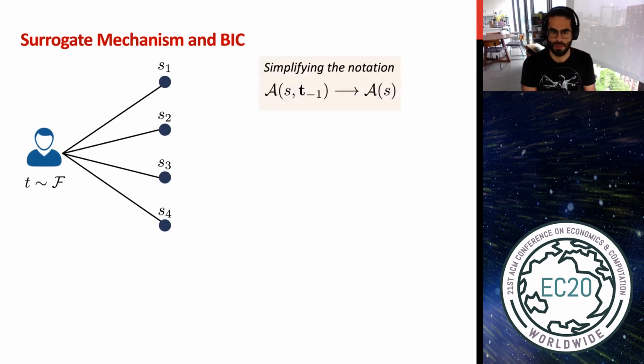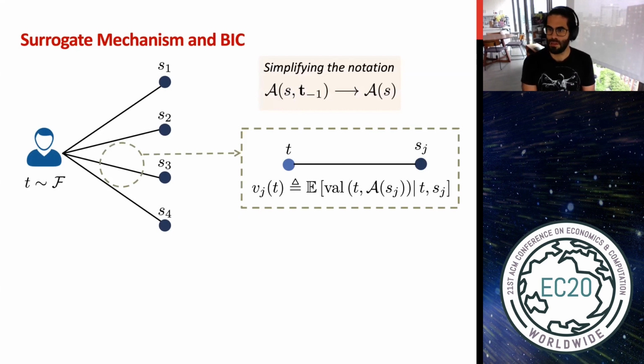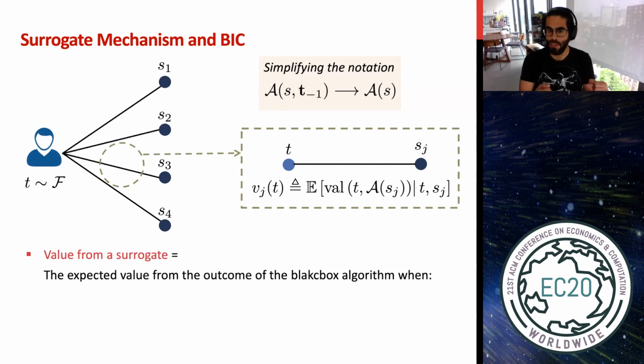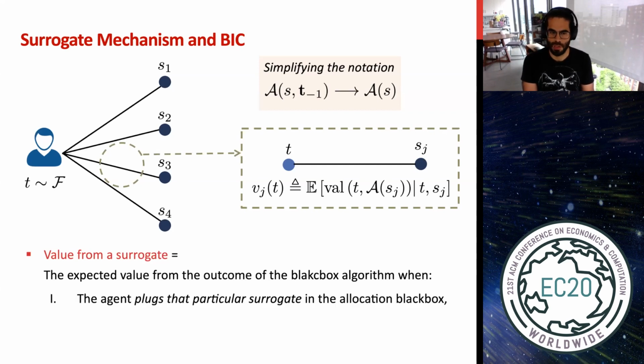So I have an agent with a type, and there are different surrogates. Think of an edge in this picture, from a type to a surrogate, as meaning: if the agent has a type T and I pick a surrogate Sj, what is the expected value that the agent gets from this allocation? Remember, we plug the surrogate into the allocation algorithm, and the other agents plug in their types. So you can define the value from the surrogate to be the expected value that the agent gets from the outcome produced through the procedure I just mentioned.